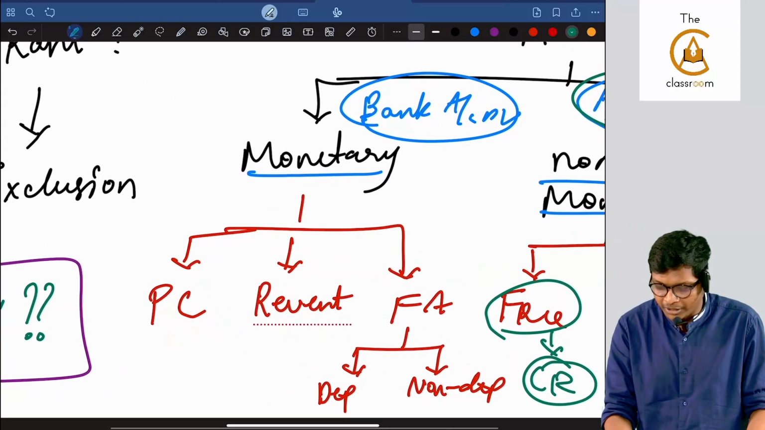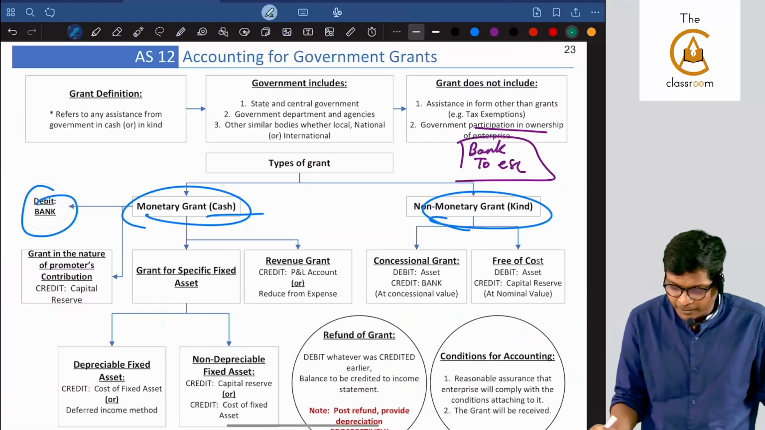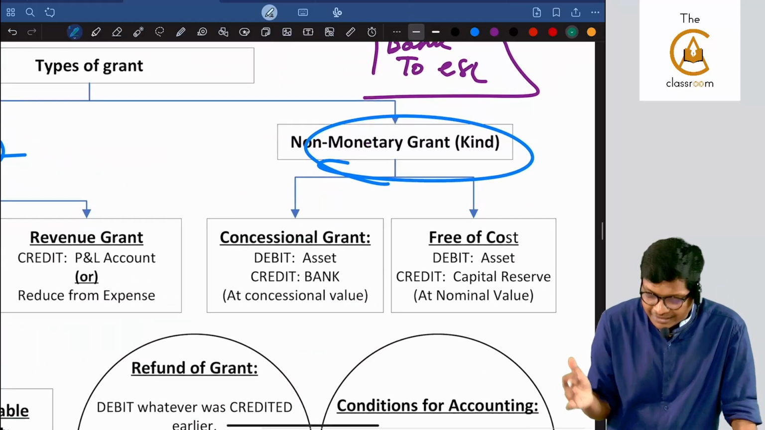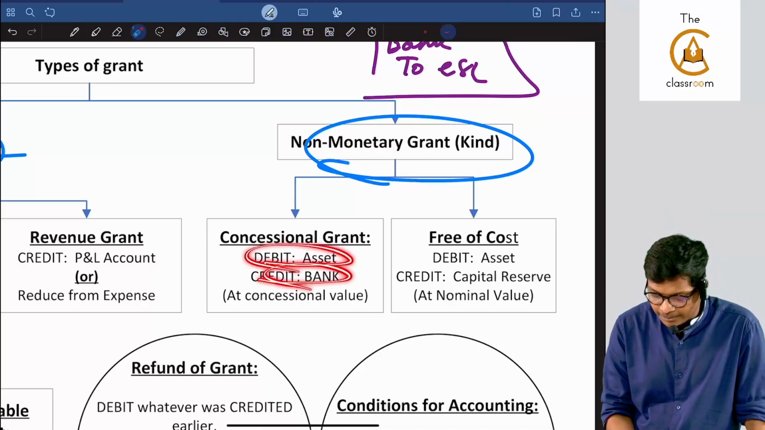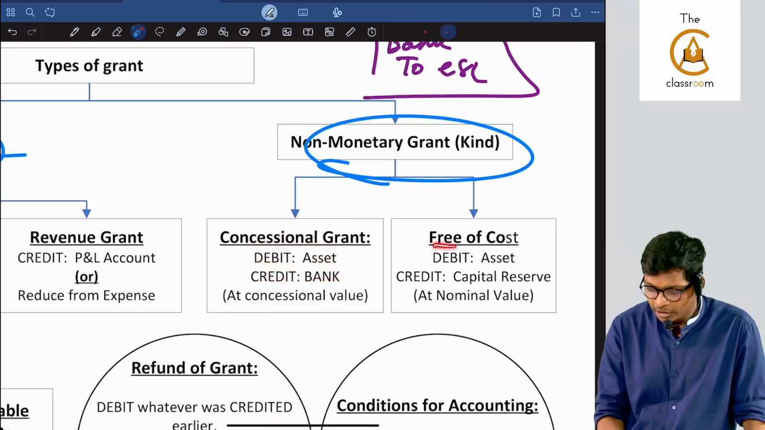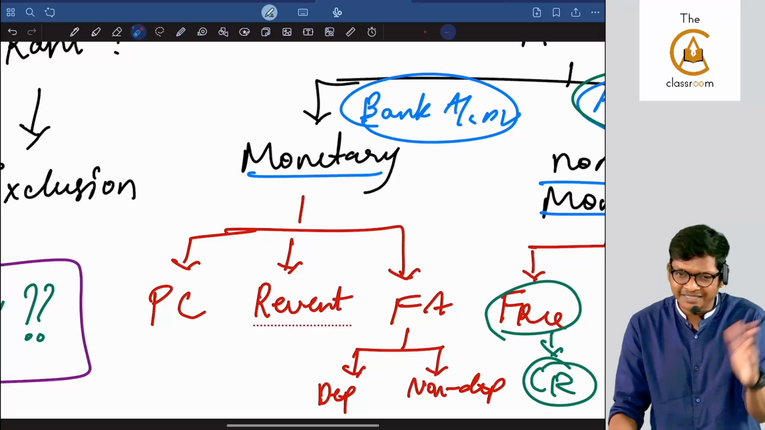Now come to monetary. In monetary, we have three classifications, guys. Before that, let me show that in the note. I have already given the entry. In fact, I can use this itself. So debit asset, credit bank at concessional value for concession. For free of cost, debit asset, credit capital reserve at nominal value. Are you following, guys? Same thing is there in the print, okay.